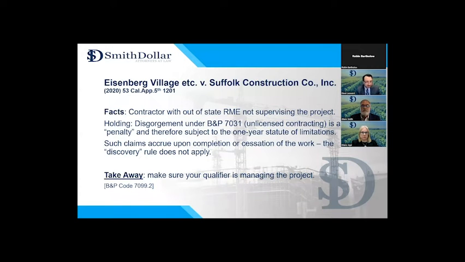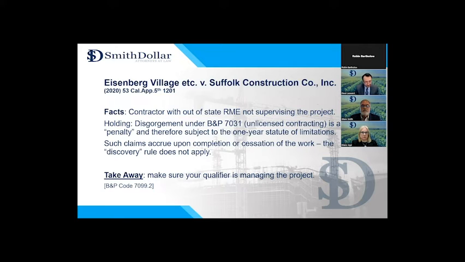And then finally, this Eisenberg Village case, this takes us back to BPC 7099.2 about having your qualifier properly manage your projects. This was a case where the contractor had an out-of-state RME, and so they were using his license. He wasn't supervising the project, and so there was a lawsuit, and the court found disgorgement. And it would have been subject to disgorgement under BPC 7031 for unlicensed contracting.